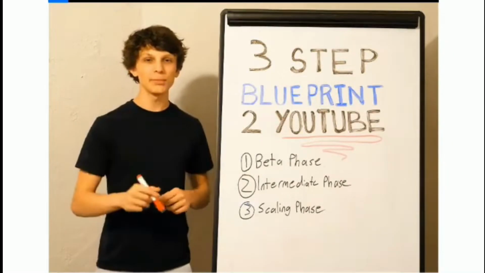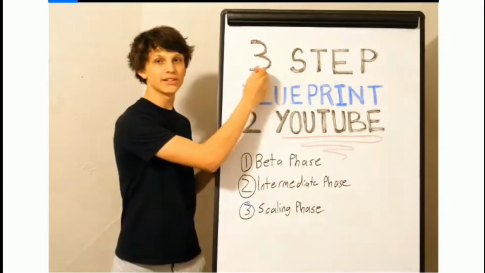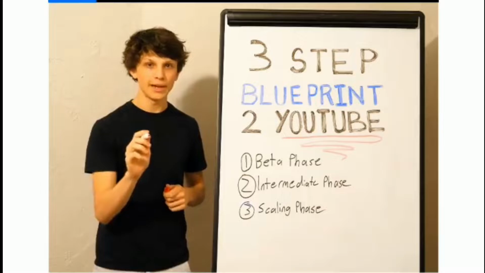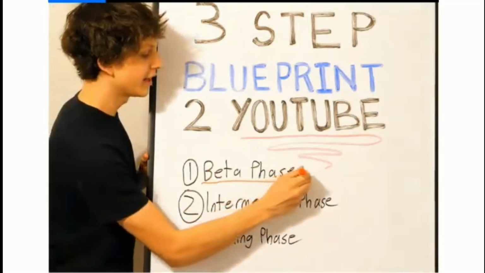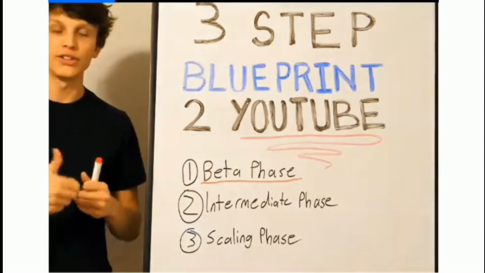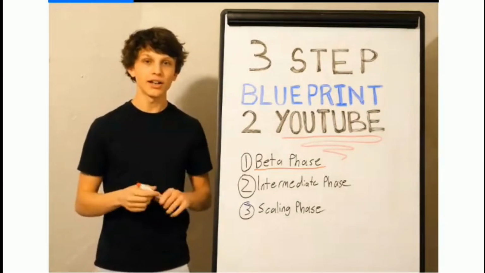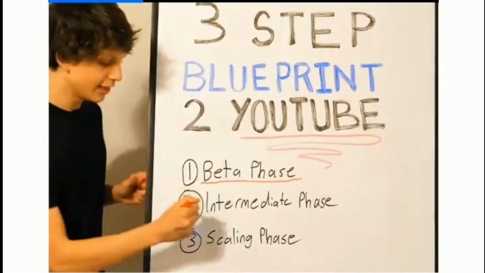In this video, we're going to be going over my 3-step blueprint for YouTube. And my 3-step blueprint consists of first, the beta phase. Now the beta phase consists of planning your content, doing keyword research, and choosing a niche. And once you've got this done, this then brings us to the intermediate phase.